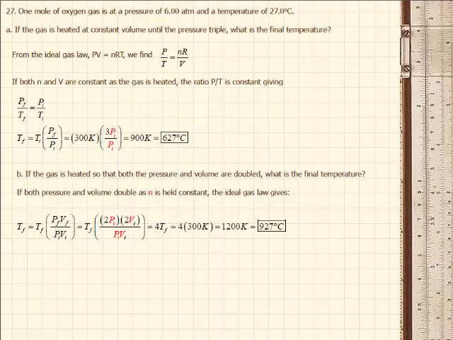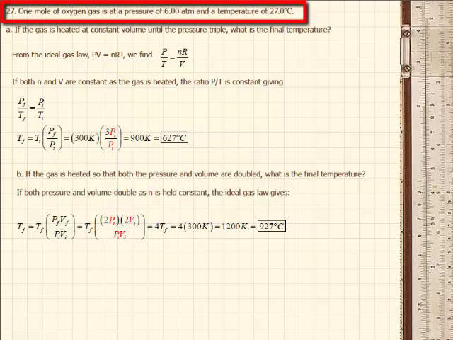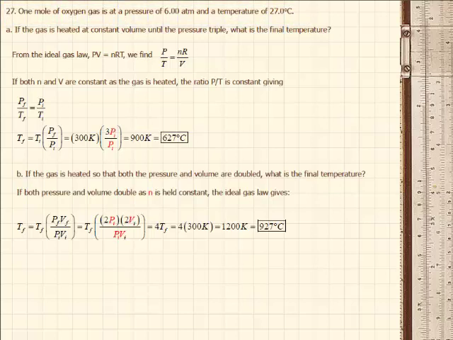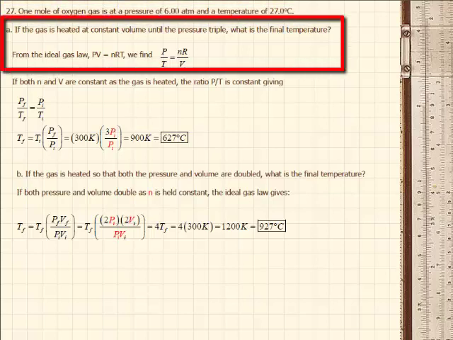Okay, in this one, a little chemistry. It says 1 mole of oxygen gas is at a pressure of 6 atmospheres and a temperature of 27 degrees centigrade. If the gas is heated at a constant volume until the pressure triples, what's the final temperature?